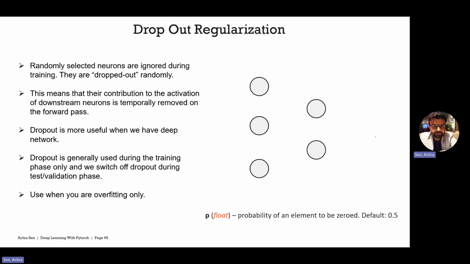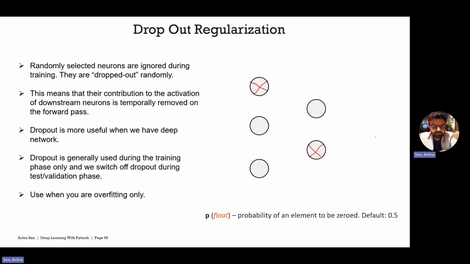And we have an associated parameter for this dropout. This is nothing but p, which is a float value, the probability of an element to be zeroed, right? And in PyTorch the default value is 0.5. So each of the nodes has a probability of 0.5 to be knocked out during the forward propagation, right? And they will not contribute to the backward propagation step also, right? I hope you got the concept.